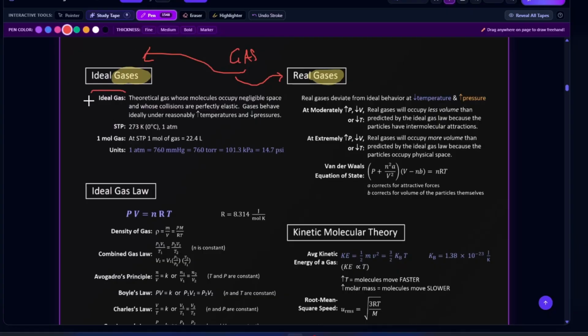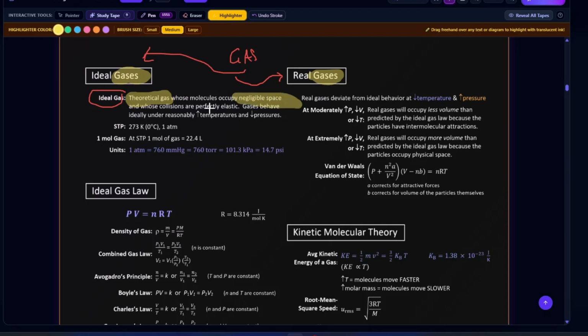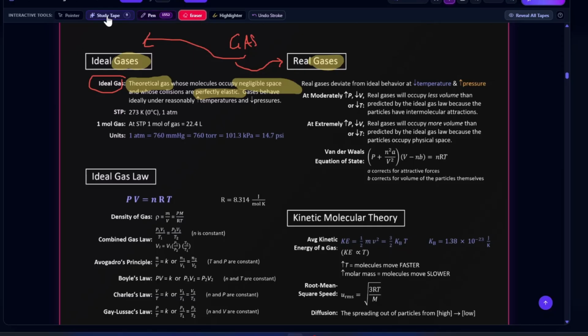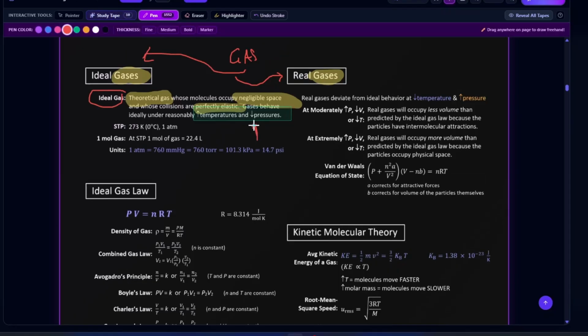So an ideal gas is a theoretical gas. It's theory, it's not a real gas, whose molecules occupy negligible space and whose collisions are perfectly elastic. Gases behave ideally under reasonably high temperatures and low pressure. This is actually high yield and important here. So ideal gases: reasonably high temperatures and low pressures. Memorize that. So STP, as I mentioned, memorize that.